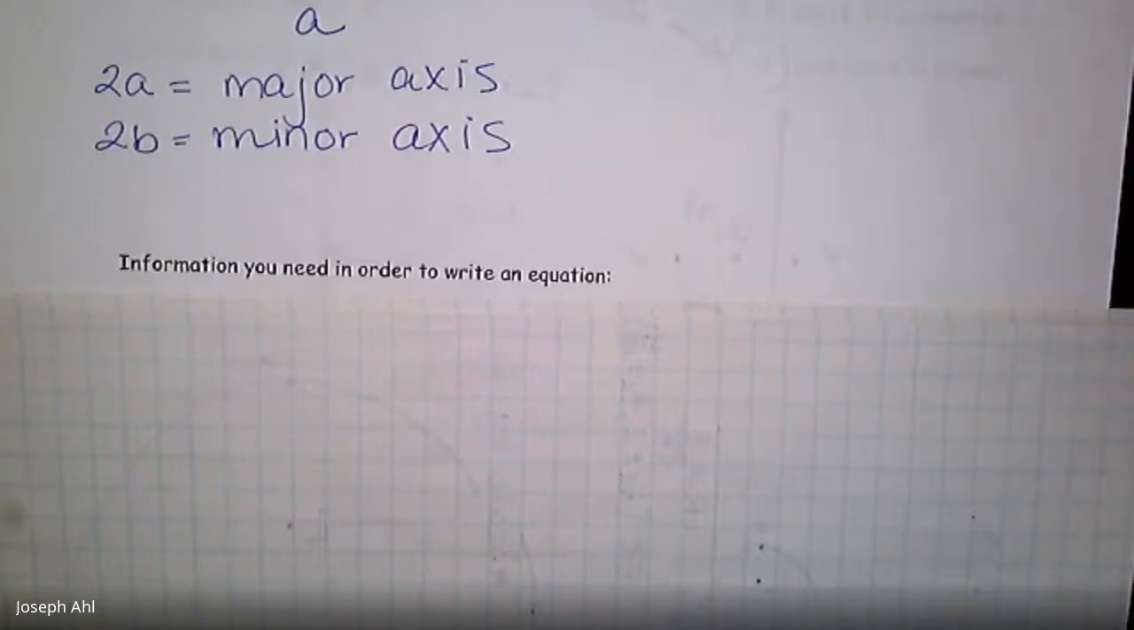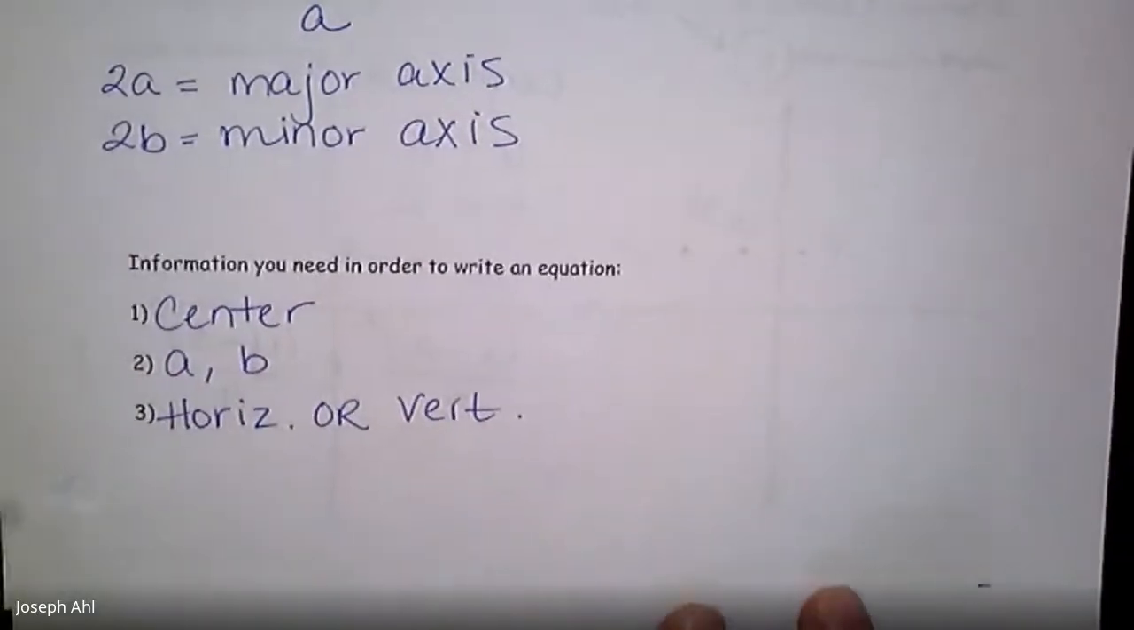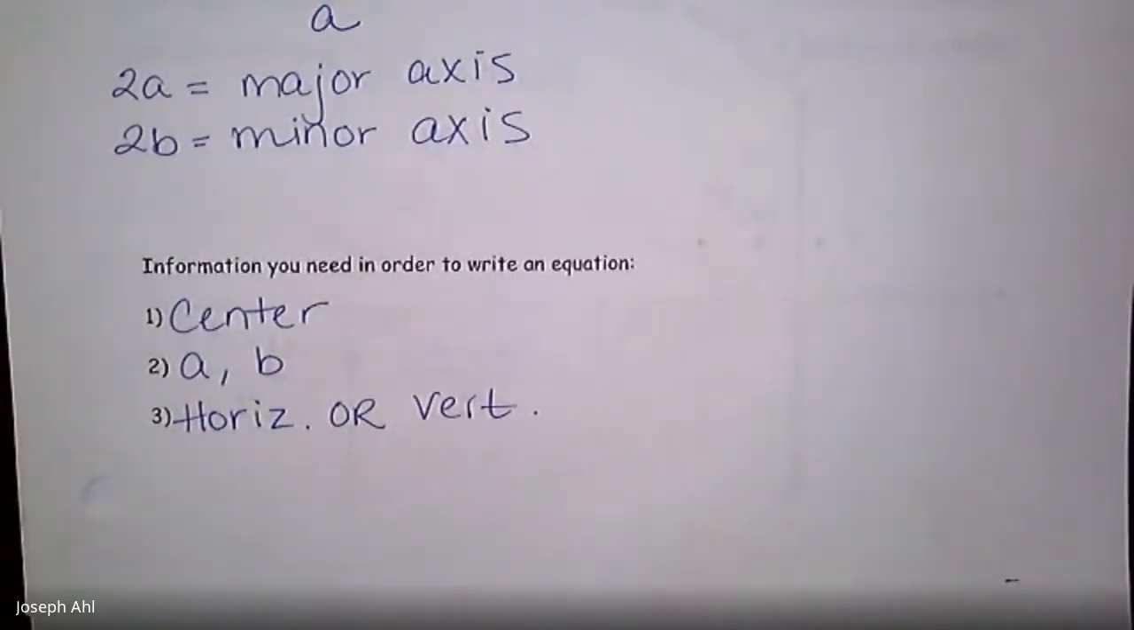Well, we sort of need three somewhat similar pieces of info when writing the equation of an ellipse. Here's what we need. We need to know the center, which is similar to knowing, let's say, the vertex of a parabola. We need to know the values of a and b. Now, keep in mind, knowing a and b, we're then going to square those to plug them into the equation. And then lastly, we need to know, is it a horizontal ellipse or a vertical ellipse? This way we know where a and b should go. Should they go under the x's or should they go under the y's?